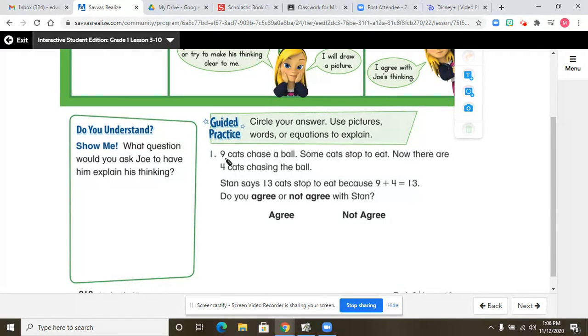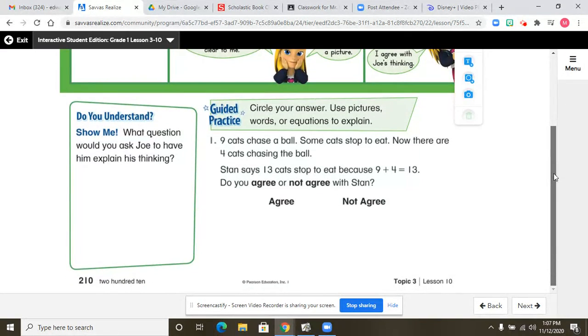It says 9 cats chase a ball. Some cats stop to eat. Now there are 4 cats chasing the ball. Stan says 13 cats stop to eat because 9 plus 4 equals 13. Do you agree or not agree with Stan? Okay. So, how many cats do we start with here? It says 9 cats chase the ball. Okay, so 9 cats total. Some stop to eat. Now there are 4 cats chasing the ball.